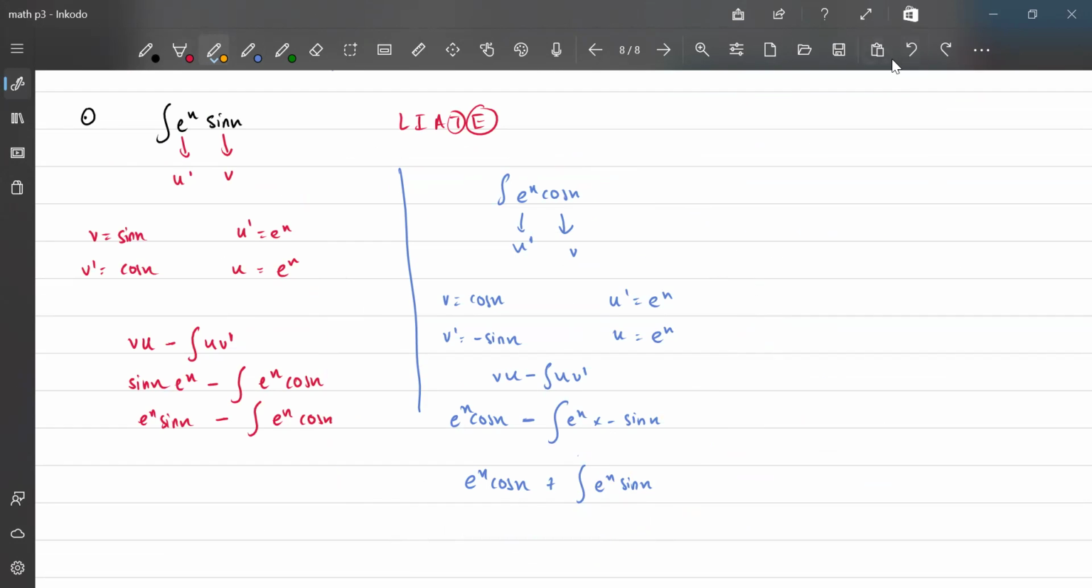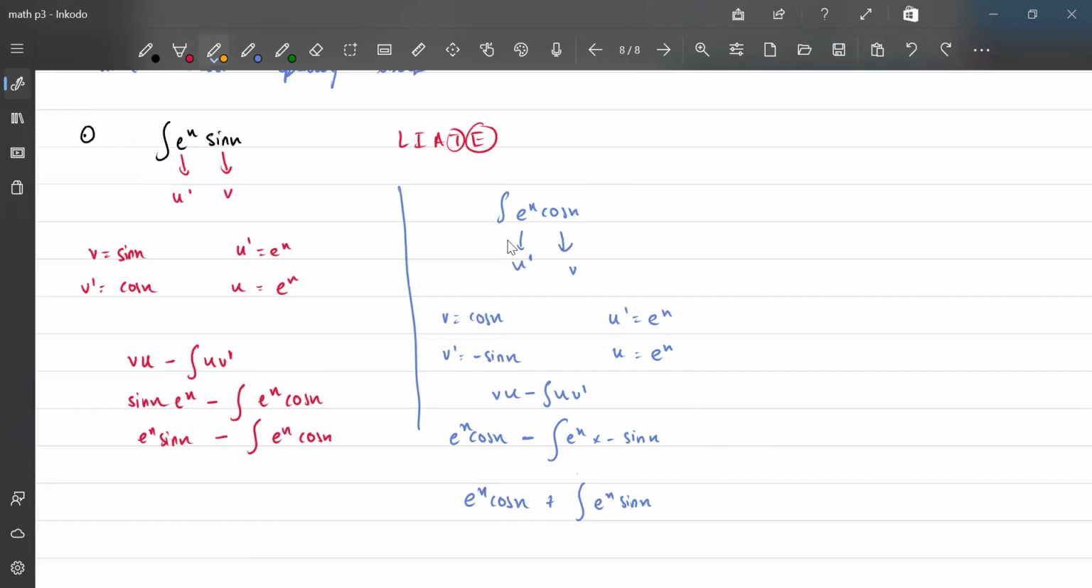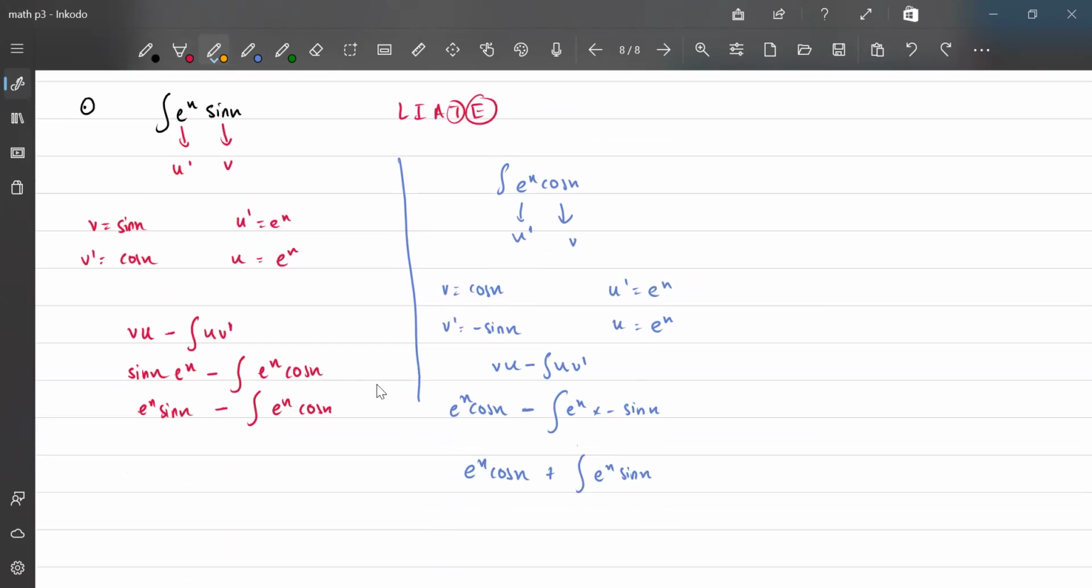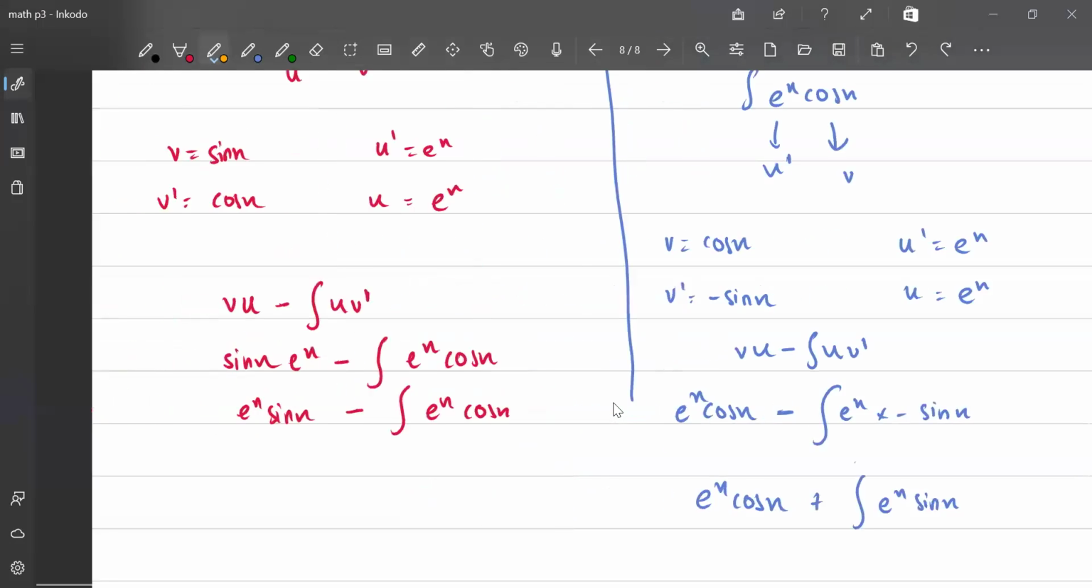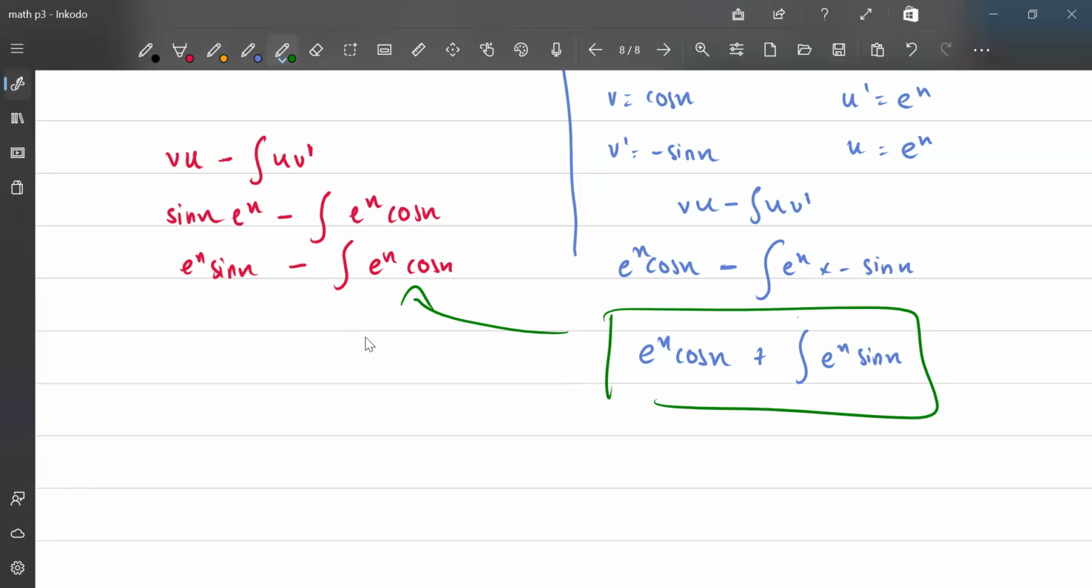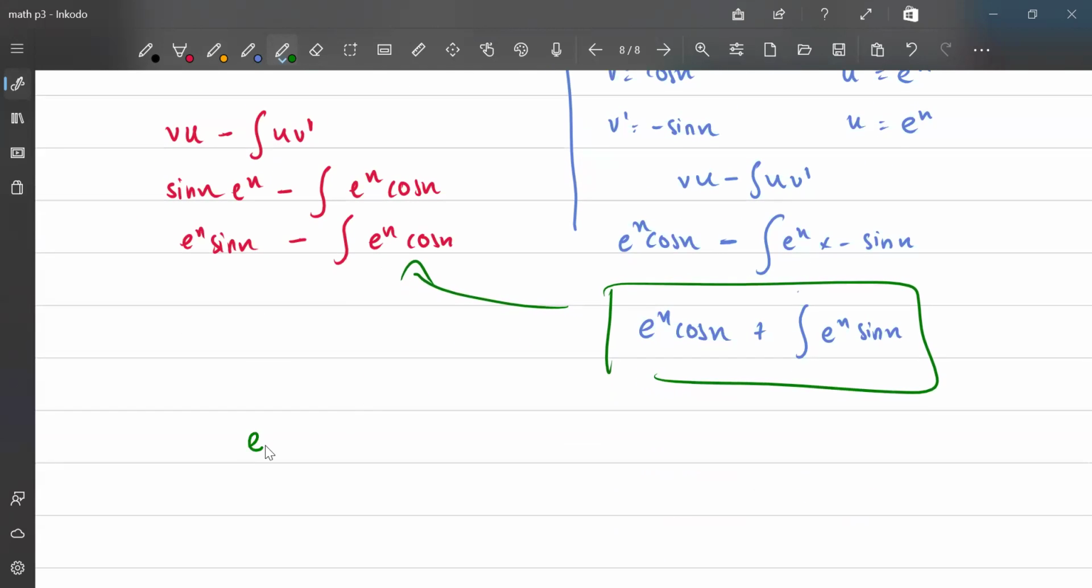All right, so here's how you do it. I made you write a note. Whenever you are encountered with a never-ending integral, please observe that after 2 cycles, the question will start repeating itself. So this is exactly what's happening. After 2 cycles, first, second, the question is repeating itself. So here's how you handle it. Just write this as you would normally in place of this, because we have integrated this, right? Just write it like it.